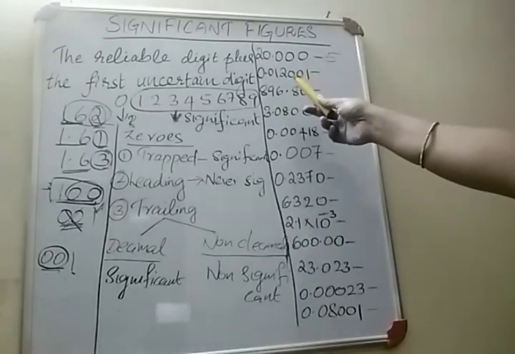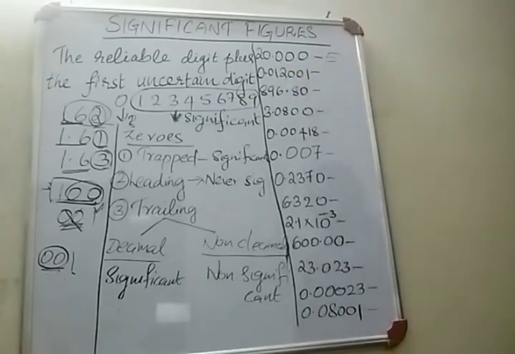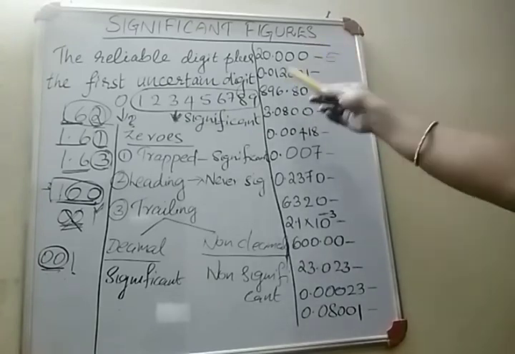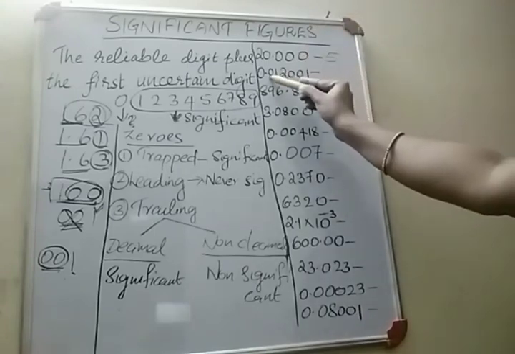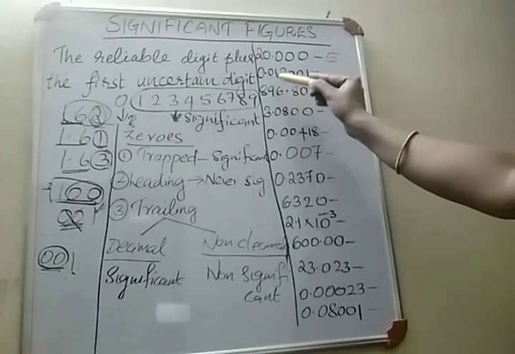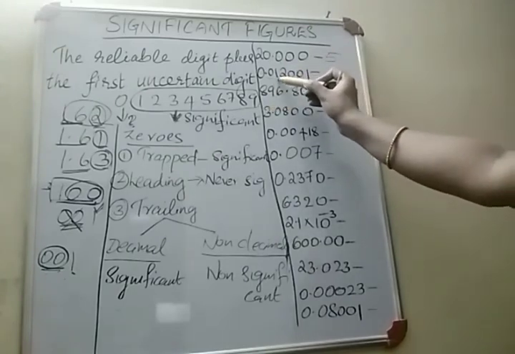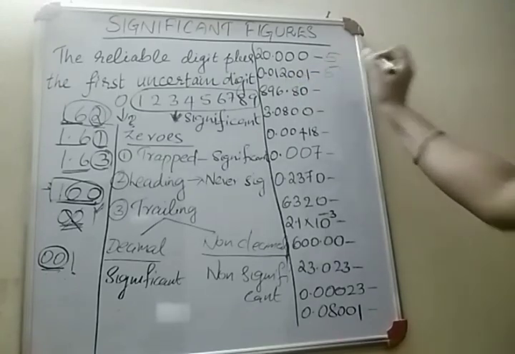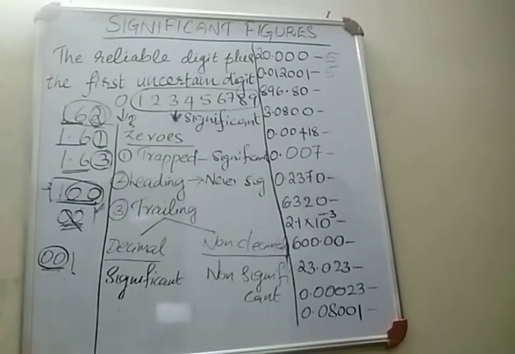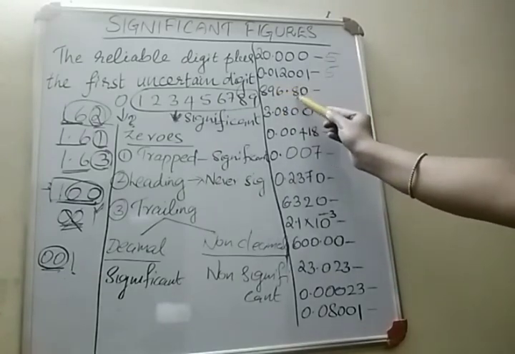Consider this number 0.012001. Here we have 0 in the beginning, and this 0 is non-significant because it is a leading 0. Then what are the zeros? 1, 2. What are the digits? 1, 2, 3, 4, 5. So here also the number of significant figures is 5. Next, here the number of significant figures is 1, 2, 3, 4, 5.